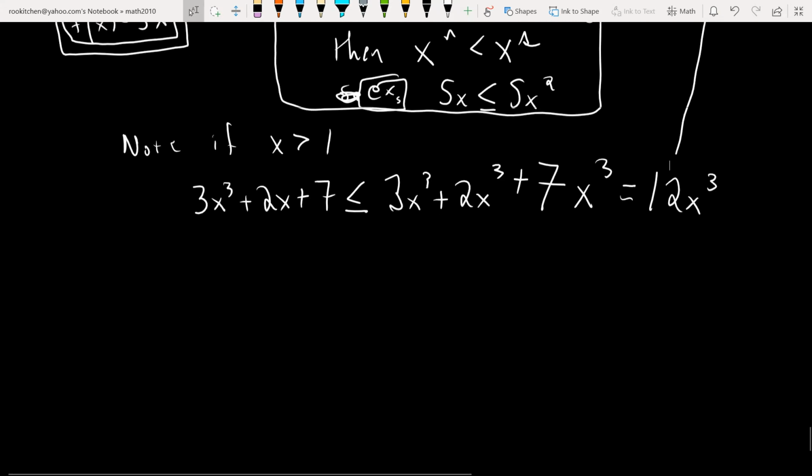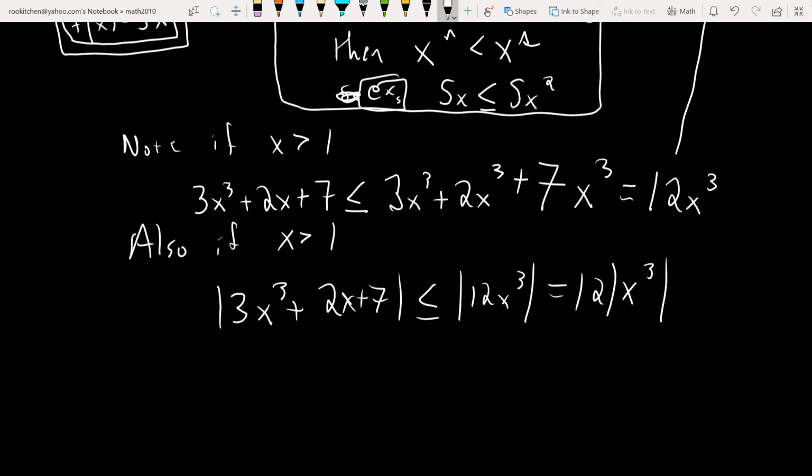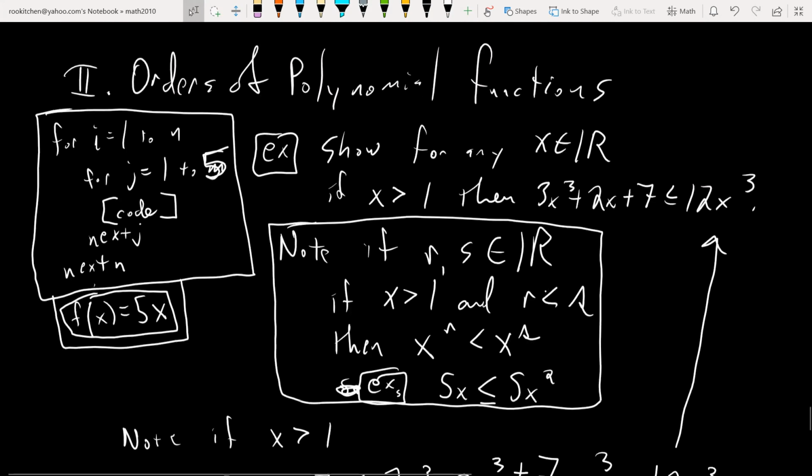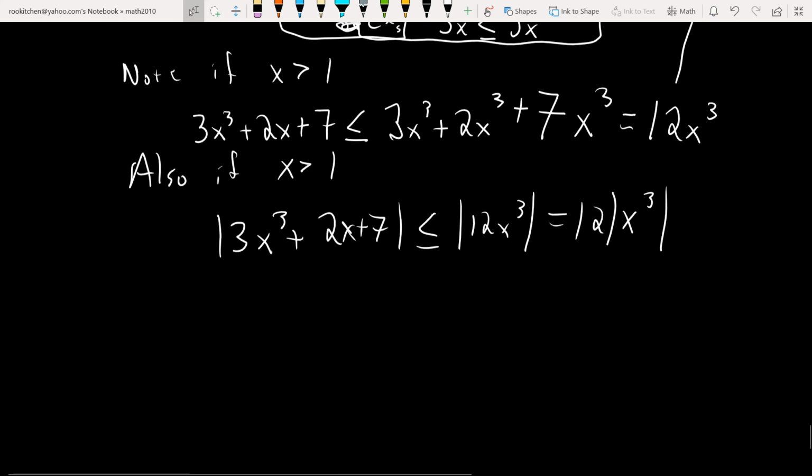Okay, so that kind of operation is important. Also note then if x is greater than 1, we can slap in some absolute values on both sides of this. 3x cubed plus 2x plus 7, all of those terms are positive. So if you take the absolute value of it, it'll still be positive. And you could do that on both sides because both sides were originally positive. Okay, so on the other side, you'll have absolute value of 12x cubed, which will be equal to 12 times the absolute value of x cubed. Okay, so why do we need that? It's these definitions up here all have absolute values on them, so we kind of need to also worry about those issues.